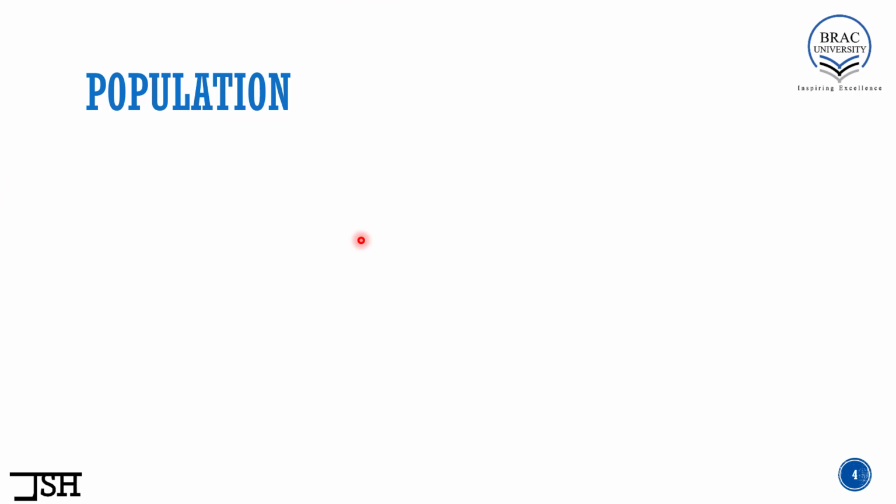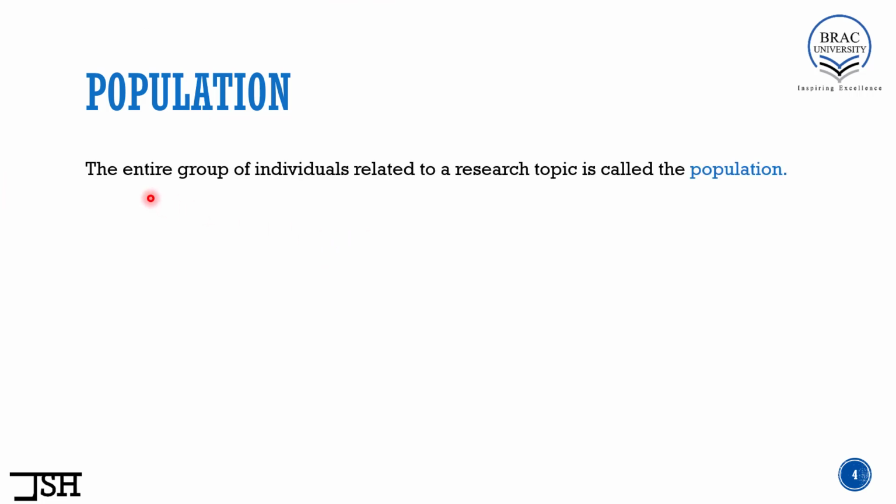Again, let's start with the formal definition first. The entire group of individuals related to a research topic is called the population. Again, the boring definition, I know it's confusing. Don't worry, I'm going to explain it briefly with an example.